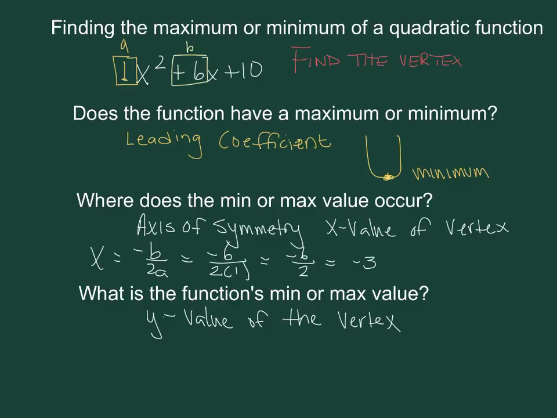So where does the min or max value occur? So the min value in this case occurs at x equals negative 3.